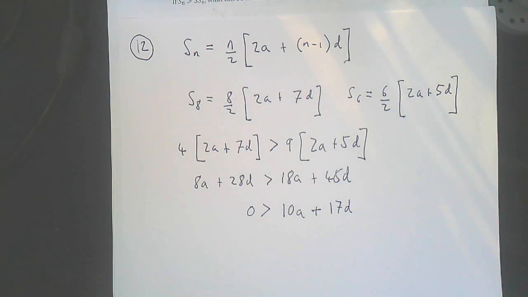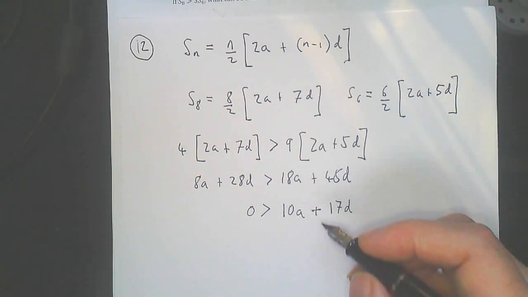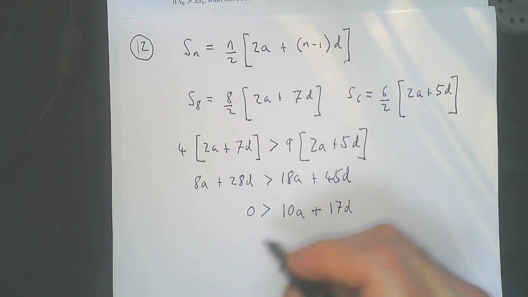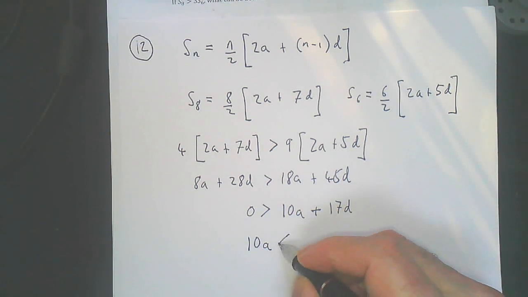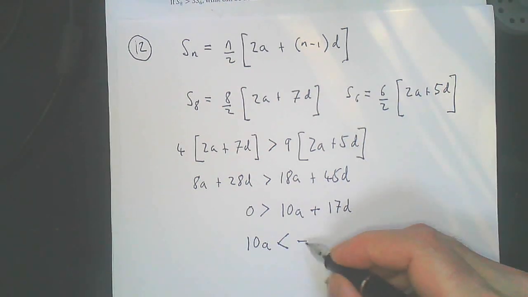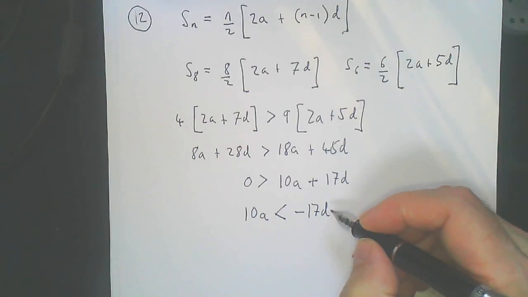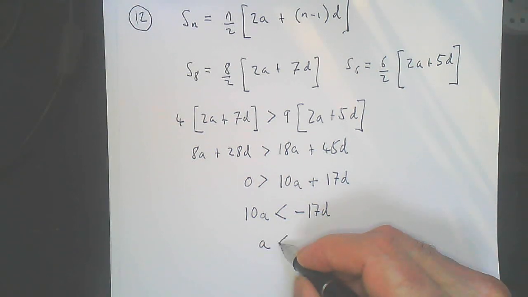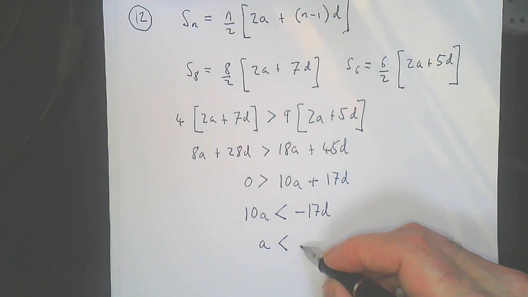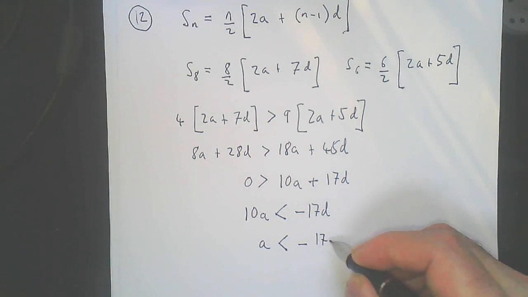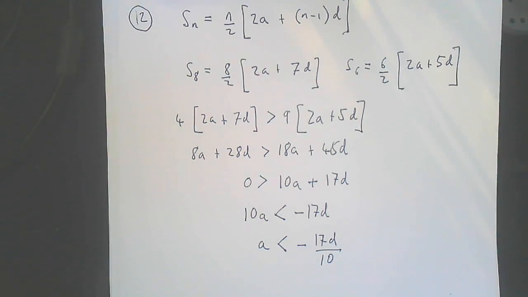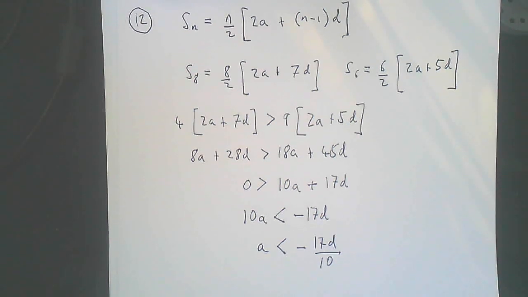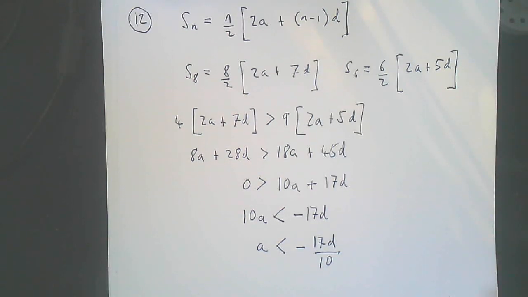So if we just rearrange slightly, we say 10a, leaving that where it is, is less than minus 17d. Finally, if we just want it in terms of a, a is less than minus 17d over 10. Right, so we've got an expression now for a in terms of d.